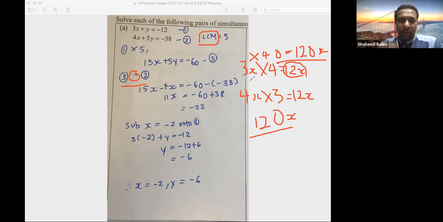So don't worry about this thing called LCM. Your main job is to get rid of one number. Because you get rid of one number, like down here, you get rid of the y, you are left with x. Now you can solve. Are you clear? Yes, sir. So don't worry about LCM. LCM is just the smallest common multiple.